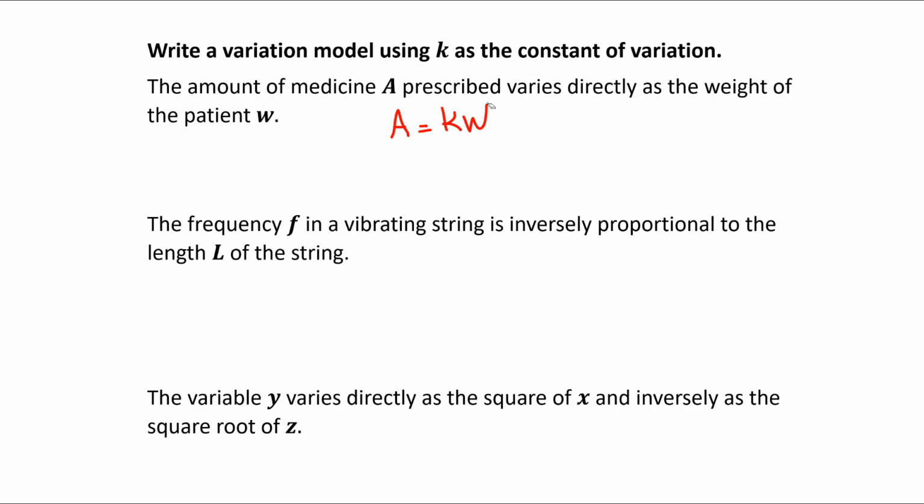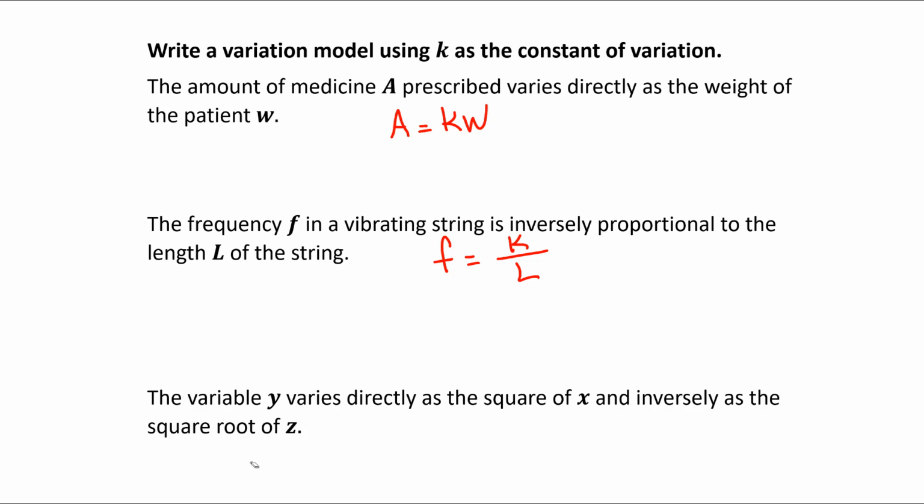The frequency, F, in a vibrating string is inversely proportional to the length of the string. So if you're dealing with an instrument that has very long strings, when that string vibrates, the frequency is much lower. So the higher the length, the lower the frequency. So these are inversely proportional, and I would say that F is equal to K over L. When you have an inverse proportion, the other letter goes in the denominator.